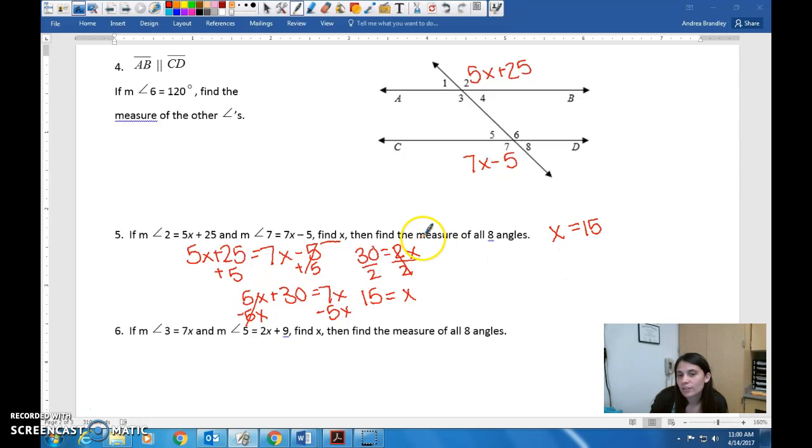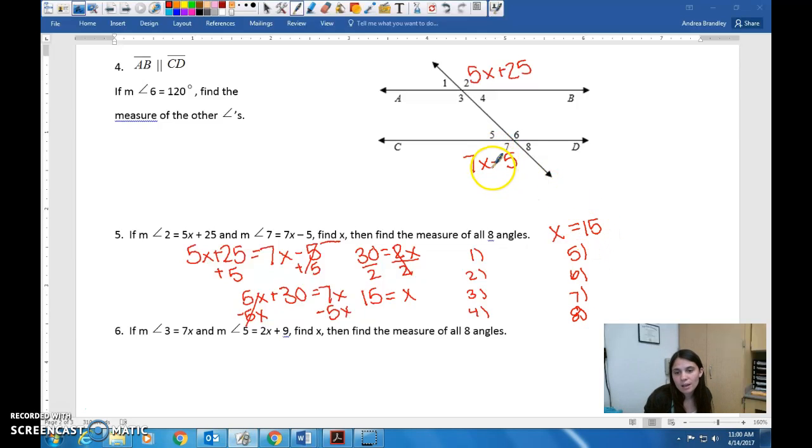It now wants me to find the measure of all 8 angles again. So first I'll find the ones that I have equations for. So I know that x is equal to 15. And let me go ahead and list my numbers so that I can do this a little easier. So angle 7 is 7x minus 5, and I know that x is equal to 15. So I can just plug this 15 in for x.